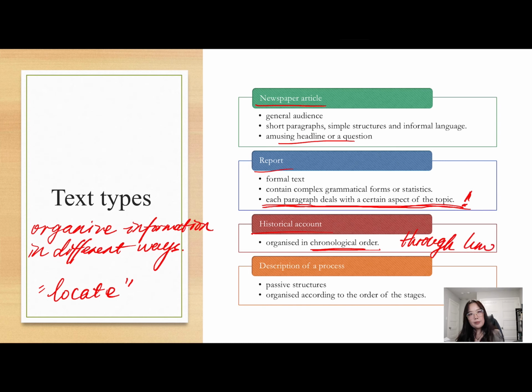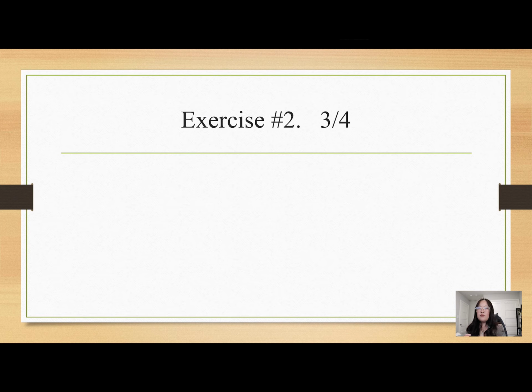And also there is a type of IELTS text that describes a process. A description of a process will probably contain a lot of passive structures, and information will be organized according to the different stages. So let's take a look at how to use information about text types as well as previewing skills in IELTS reading. We have a few examples here.